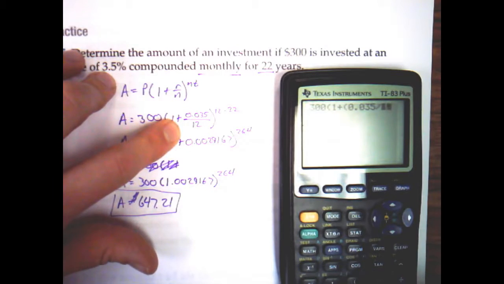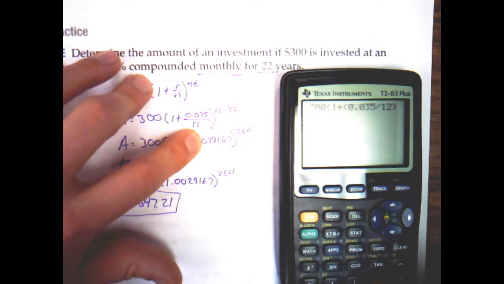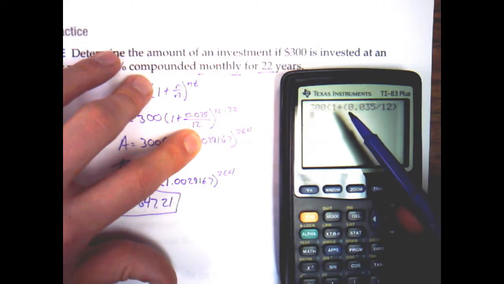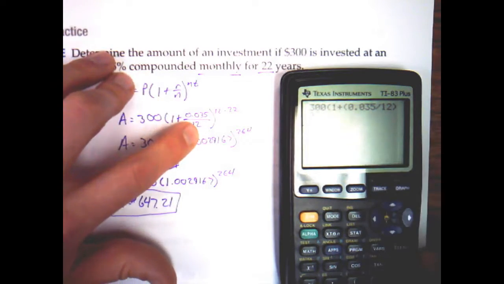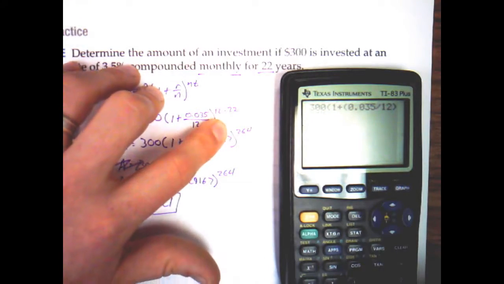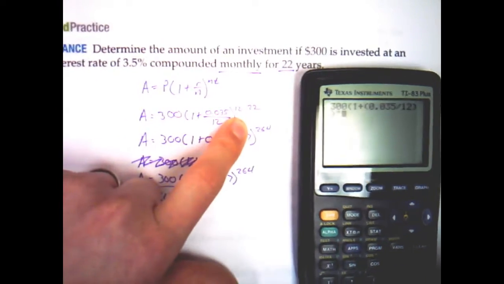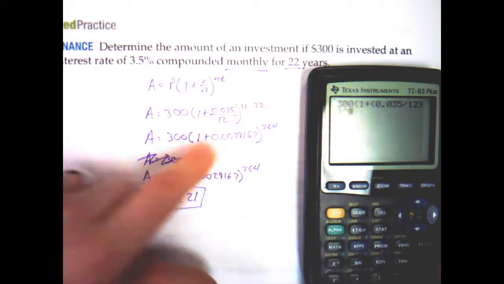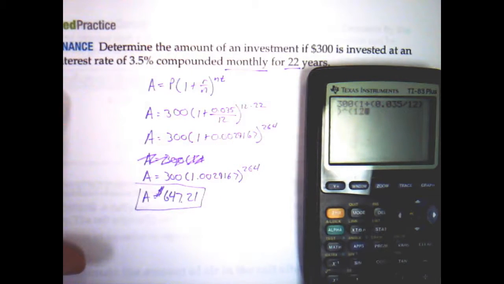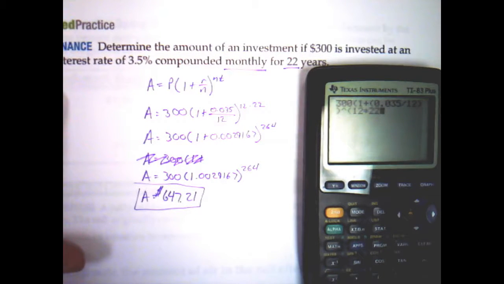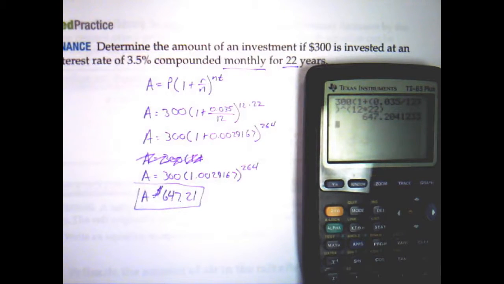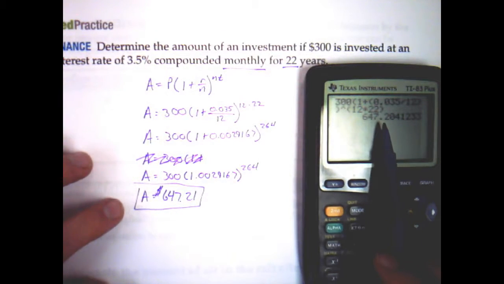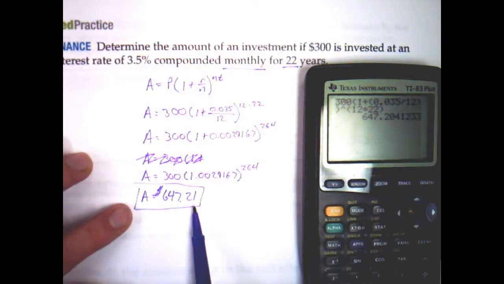0.035 divided by 12. Close those parentheses, the ones for the fraction. Close the ones with the 1, okay, and then raise it to, and now since I'm multiplying these two together, I want to put another set of parentheses by the 12 and the 22 just to make sure that those are multiplied before we raise it to that power, okay, and if we hit enter, notice we get 647.204. So if we're rounding to 2 decimal places, now we're 1 cent off.